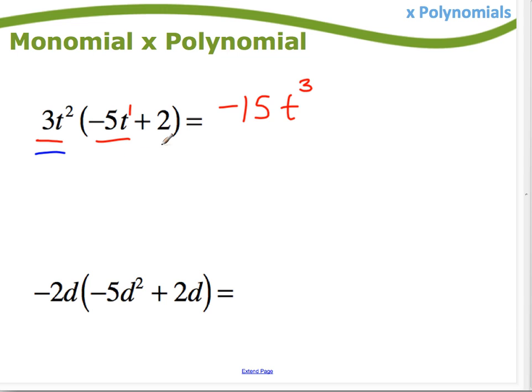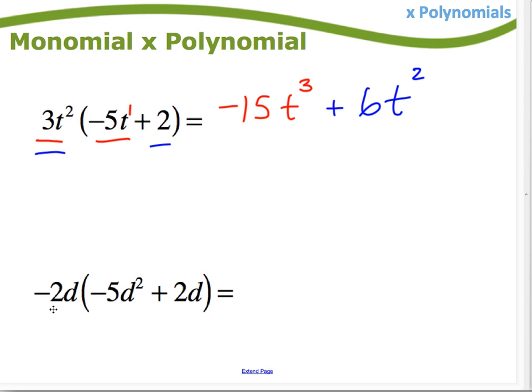Now let's do the blue one. So I have to multiply this by that one. Again, sign is going to be positive. 3 times 2 is 6. There's a t squared here, no t here, so I'll be left with a t squared on that one. How are you doing? Hopefully you're okay. Let's check out the last one.